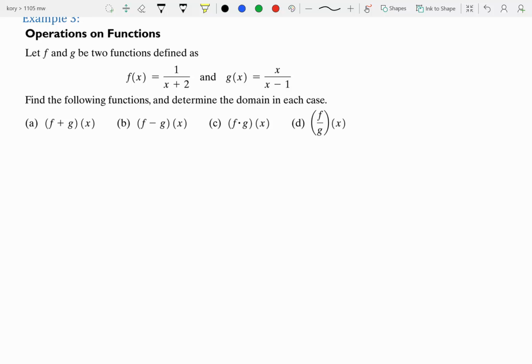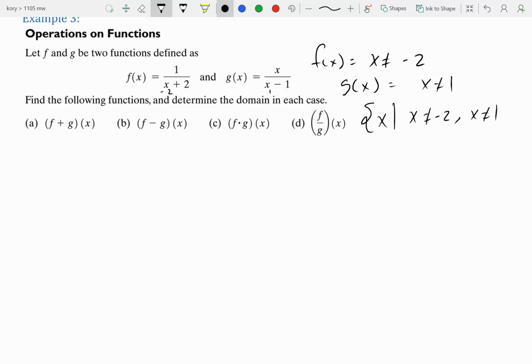But before we do, we need to determine the domain of each of these. You just have to do that, because you have to make sure that that domain stays true through the entire thing. So f of x domain, x can't be negative 2, because if you put negative 2 in there, you get 0. And then g of x domain, x cannot be 1, so if you put 1 in there, it equals 0. To write that, it's easier to write it in set builder notation: x such that x cannot be negative 2, and x cannot be 1.